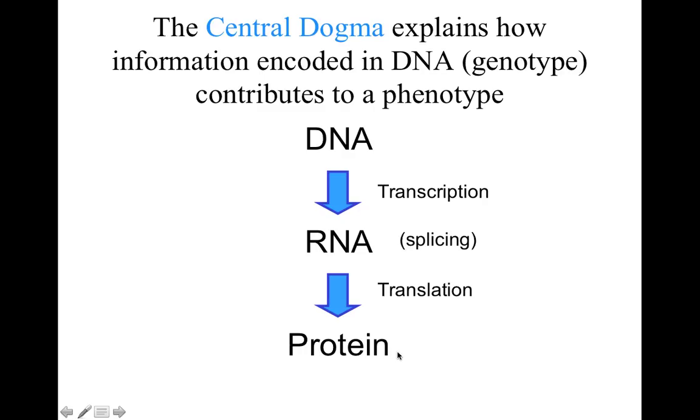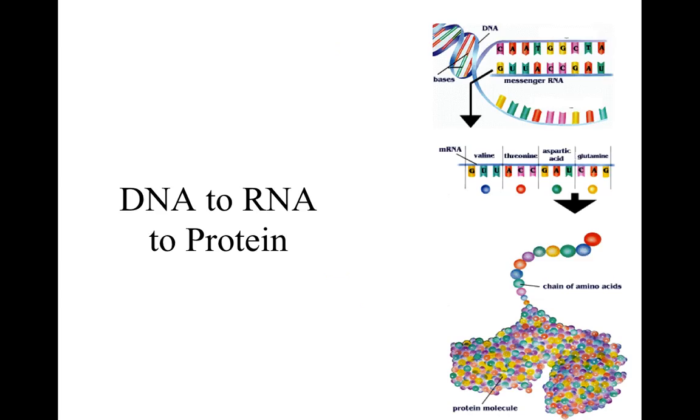DNA encodes the information, but the proteins carry out the functions of living organisms. Schematically, we can see how double-stranded DNA is transcribed into messenger RNA, which is read 3 nucleotides at a time to give rise to an amino acid sequence that folds into a functional protein.